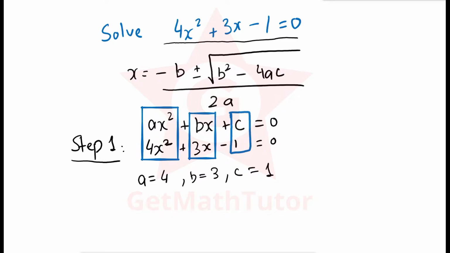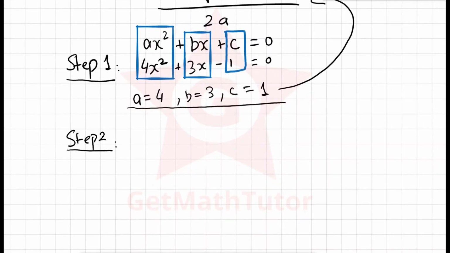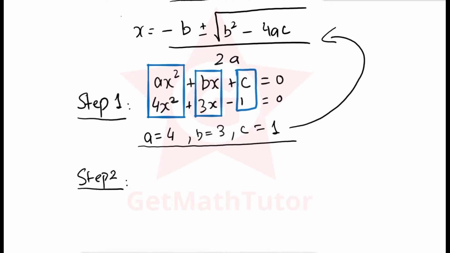Okay, so now we have obtained the values of a, b, and c. We have to substitute these values into this formula and we will calculate the values of x. So let's do that in step 2. In step 2, we do substitution of a, b, and c into the quadratic formula. The quadratic formula is given here.